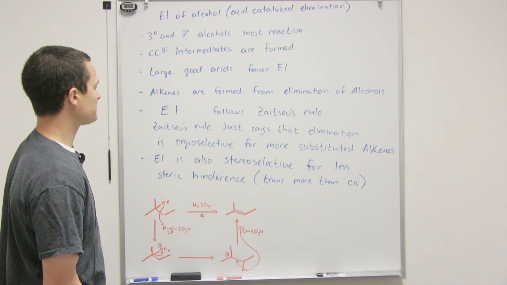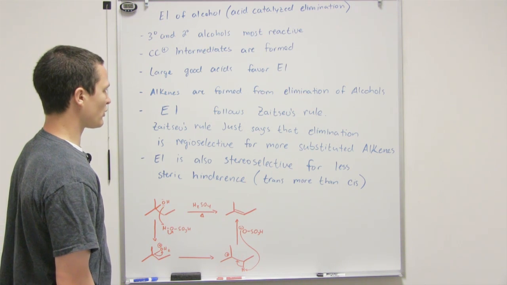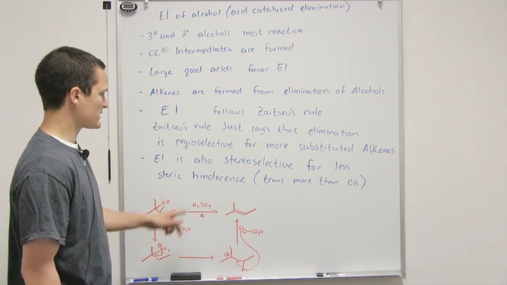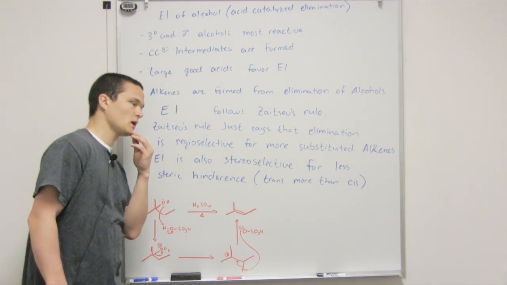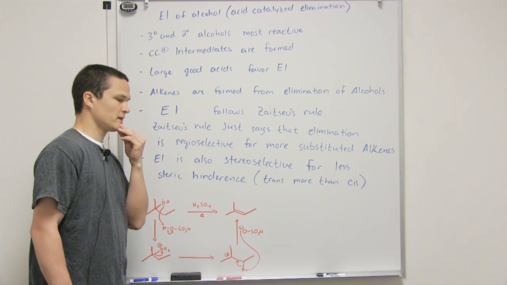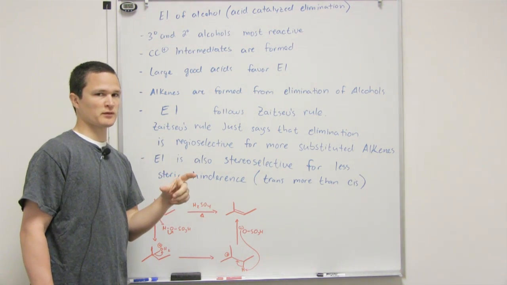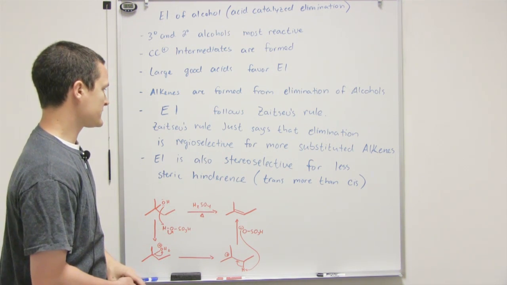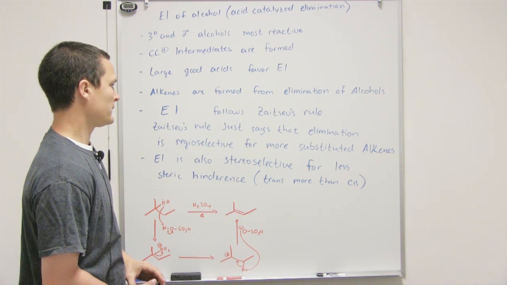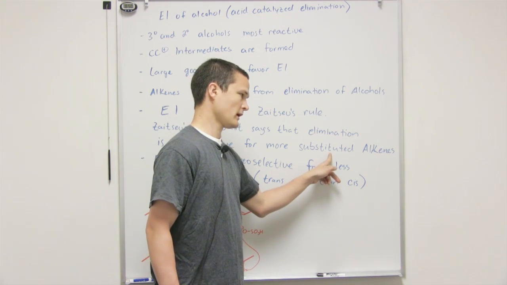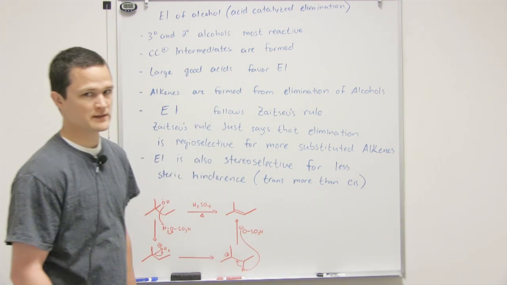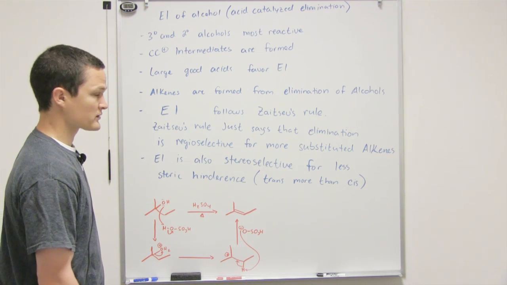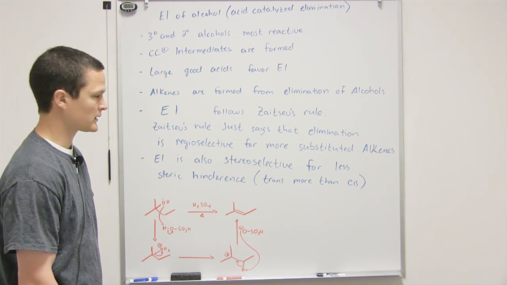So there's this thing called Zaitsev's Rule. Zaitsev's Rule is basically an application of regioselectivity. Regioselectivity means that the functional group prefers a specific part of the molecule. With alkenes, we prefer the more substituted alkene. And as we've discussed previously, more substituted alkenes are more stable. That's our reasoning for saying that.